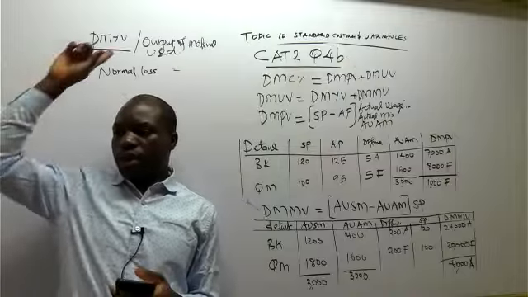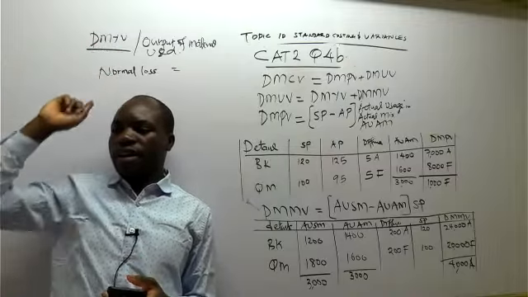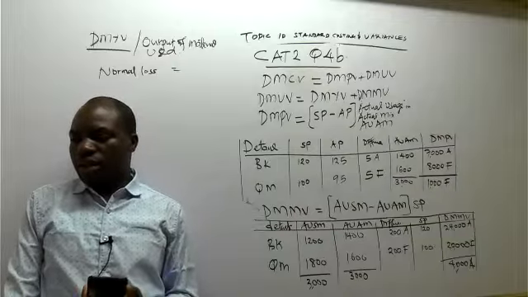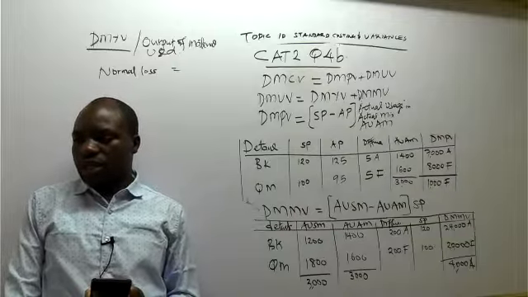This is what we are dealing with. Direct material yield variance. Direct material yield variance. That's what we are dealing with.